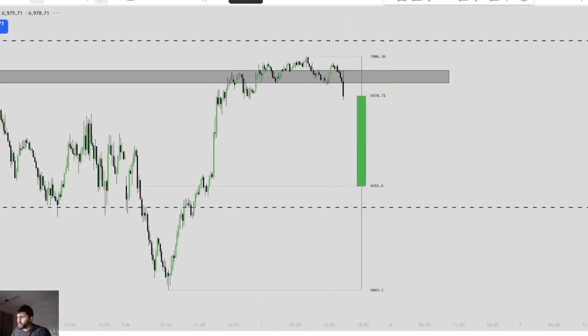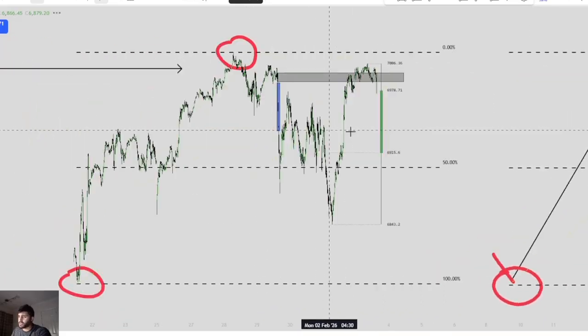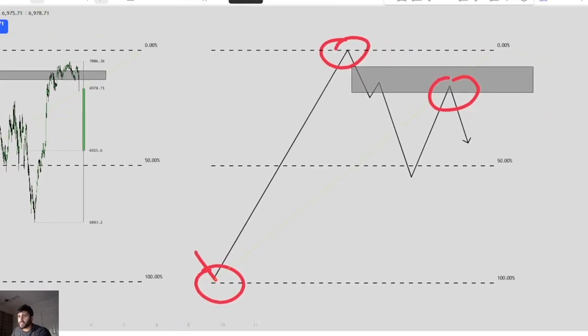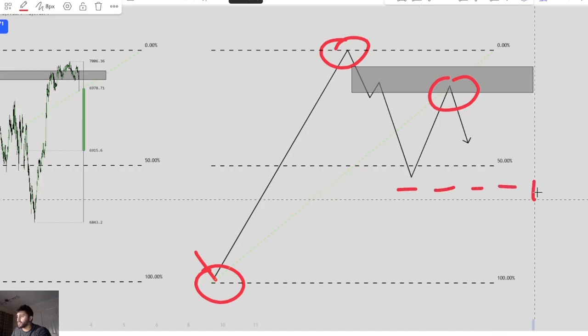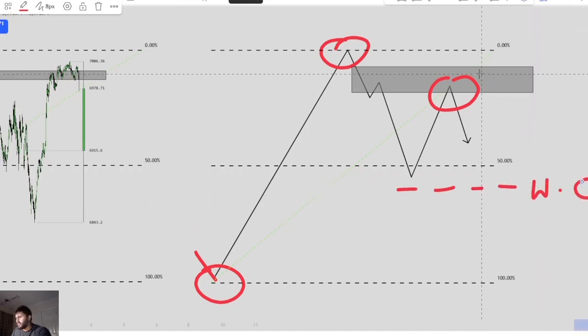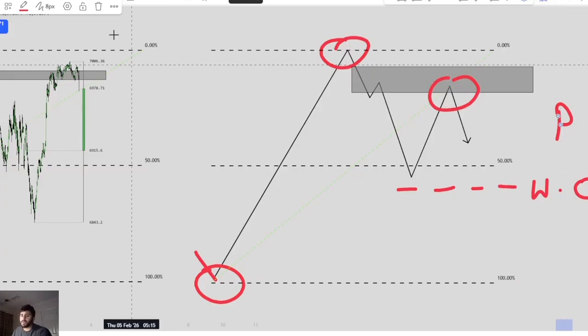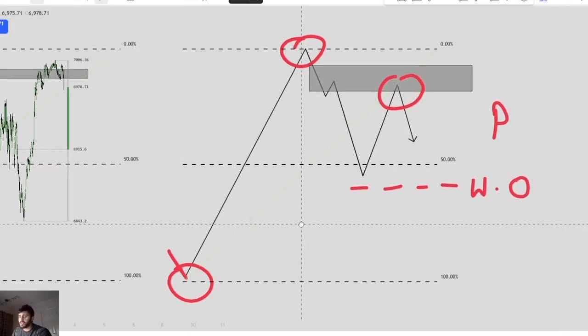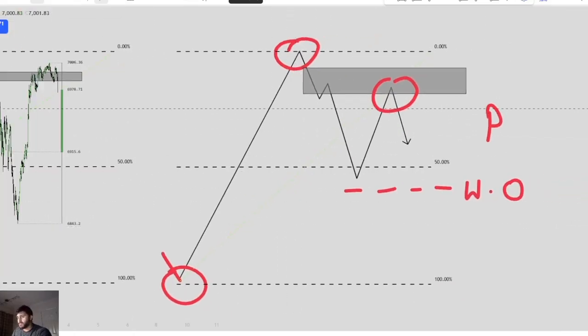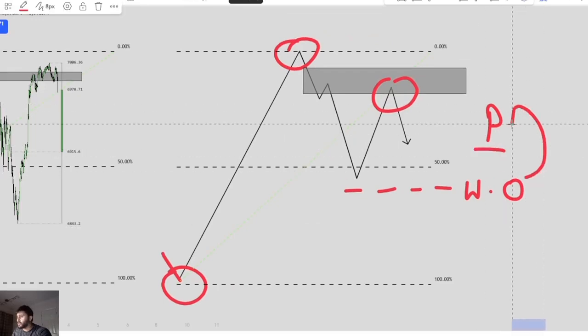So now, once we understand this, we want to go back to our diagram over here. So our diagram says that the weekly opening price is here. This is the weekly opening price. Now, if this is the weekly opening price, and you're in premium, this is what gives us a bearish daily bias. So if you struggle with daily bias, it's because you're missing one of these two concepts. You want to be shorting in premium above the weekly opening price.